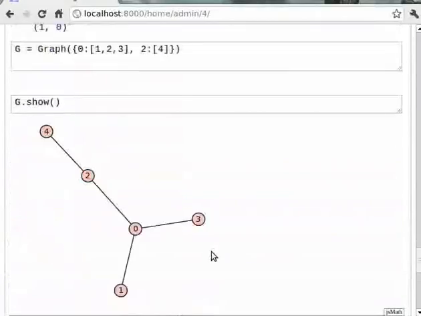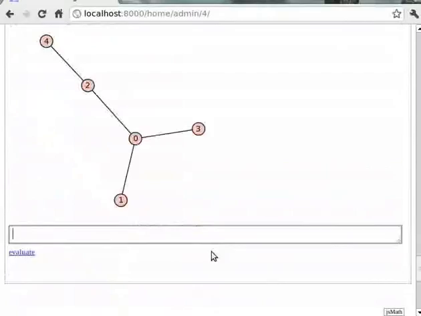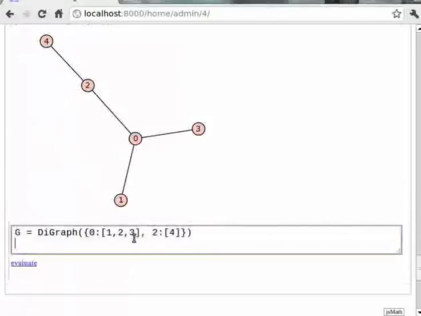Similarly, we can obtain a directed graph using the DiGraph function. So you have to type G = DiGraph, that is D and G are capital, then within brackets in curly braces 0: [1, 2, 3], 2: [4], and hit shift enter.